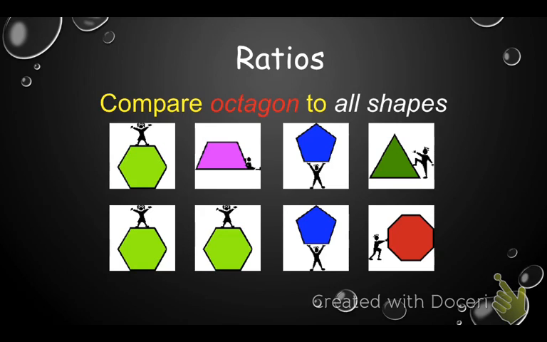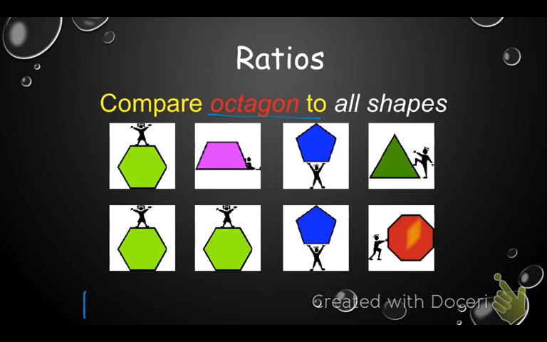Here's an example. So this is a ratio. It wants you to compare octagons to all shapes. So we need to look for the octagons first. Octagons are 8-sided, and octagons are red. It even says it in red. How many do we have? Well, we have 1. We've got 1 of them. So this ratio is going to be 1 to all the shapes.